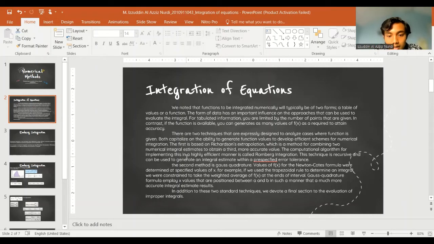And the second method is Gauss quadrature. The values of the function for the Newton-Cotes formulas were determined by specified values of x. For example, if we use the trapezoidal rule to determine an integral, we were constrained to take the weighted average of f(x) at the ends of the interval. Gauss quadrature formulas employ x values that are positioned between a and b in such a manner that a much more accurate integral estimate results.